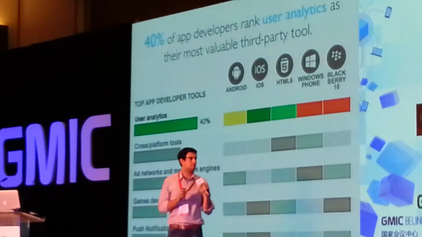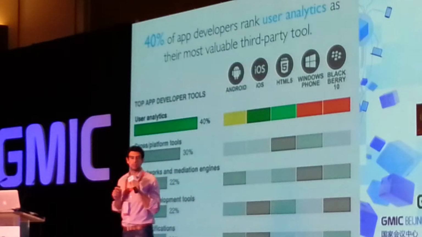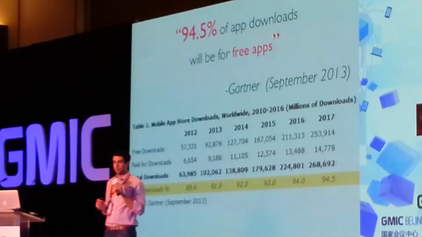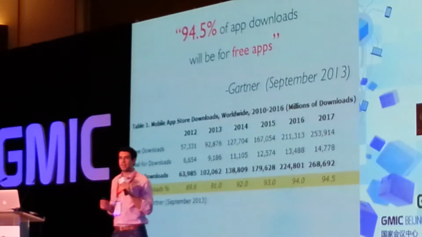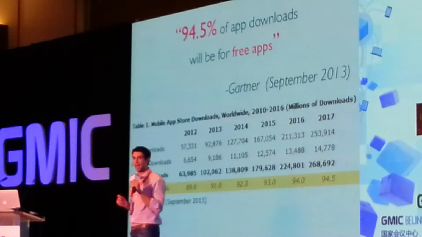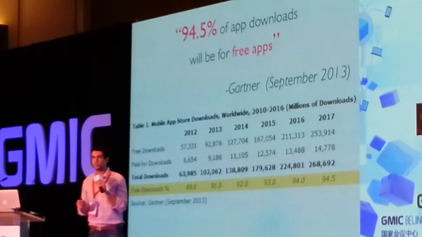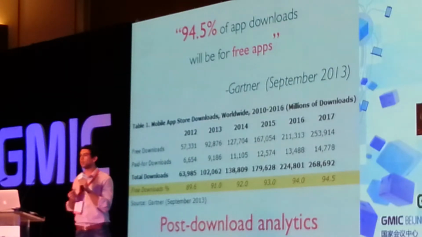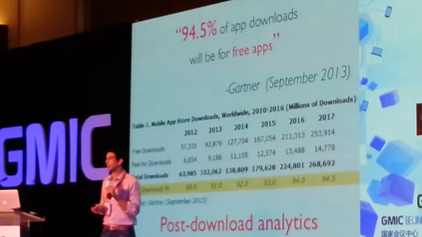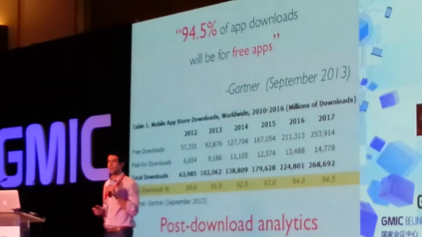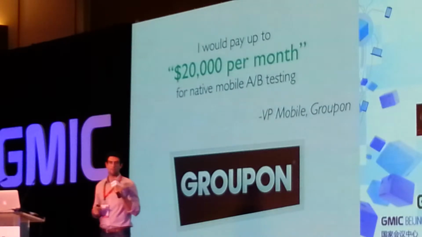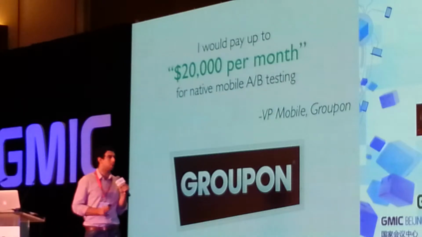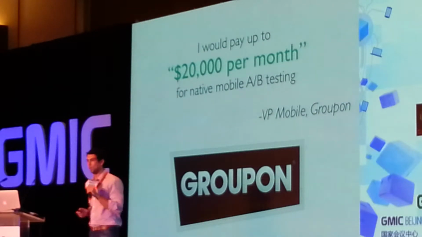Those app developers, 40% of them rank user analytics as their most valuable third-party tool. And this is the best part. By 2017, Gartner predicts that nearly 95% of app downloads will be for free apps. What does this mean? It means that post-download analytics, understanding how our app's users are behaving and how we can monetize them, is going to become increasingly important. That's why the VP of Mobile for Groupon told us that he'd be willing to pay up to $20,000 per month for native mobile A/B testing.